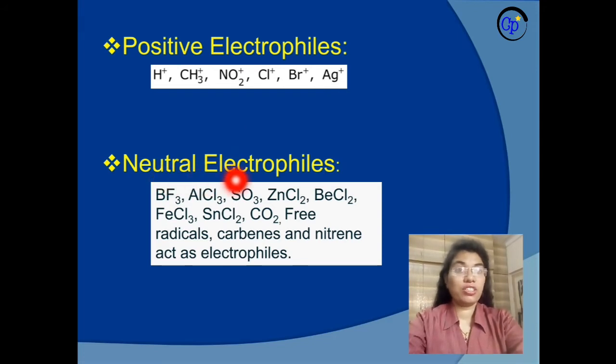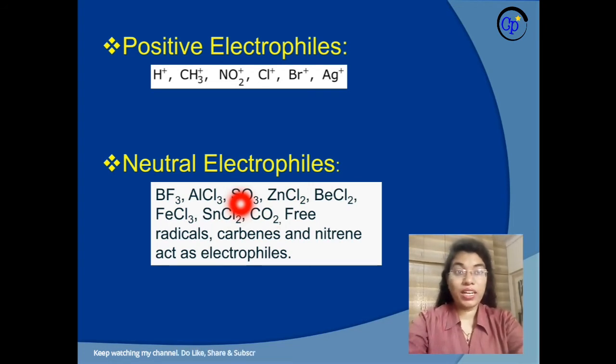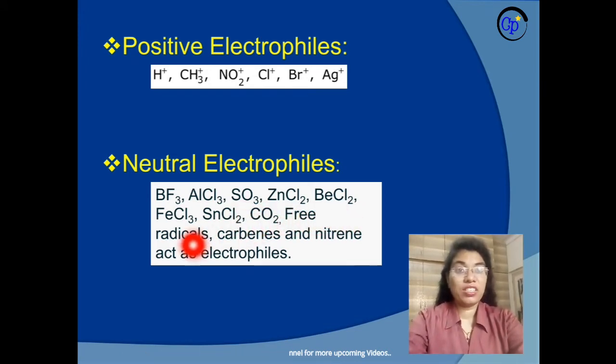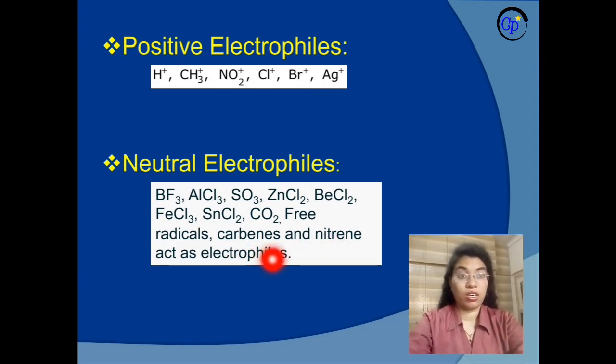Second one is the neutral electrophiles. These electrophiles may not have any charge, but the most important thing is there is a deficiency of electrons in them. That is why they are called neutral electrophiles. For example, you can see BF3, AlCl3, SO3, ZnCl2, BeCl2, FeCl3, SnCl2, CO2, free radicals, carbenes, nitrenes. All these will act as electrophiles because there is a deficiency of electrons in them and they are in need of electrons. So these are called electrophiles.